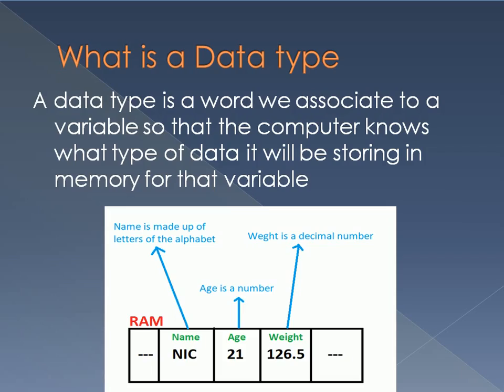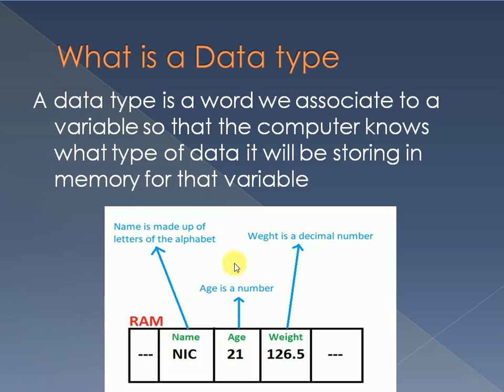Now let's consider the topic of data types. When we create a variable, we have to tell the computer what type of data the variable will contain. A data type is a word we associate with a variable so that the computer knows what type of data it will be storing in memory for that variable.